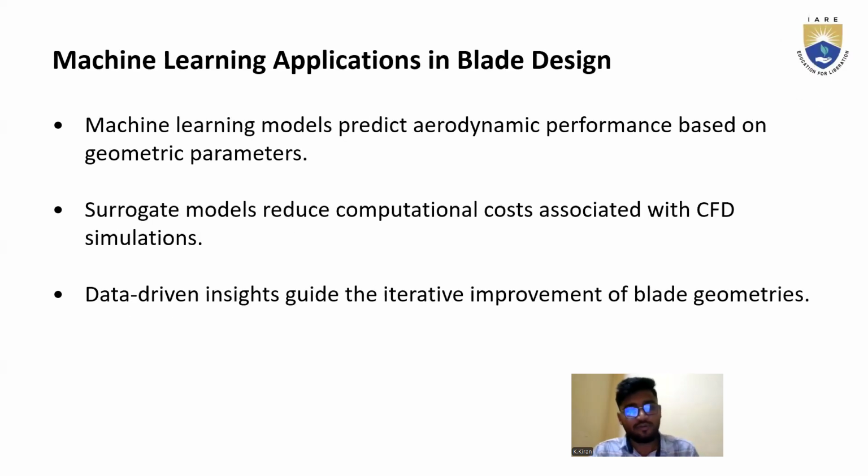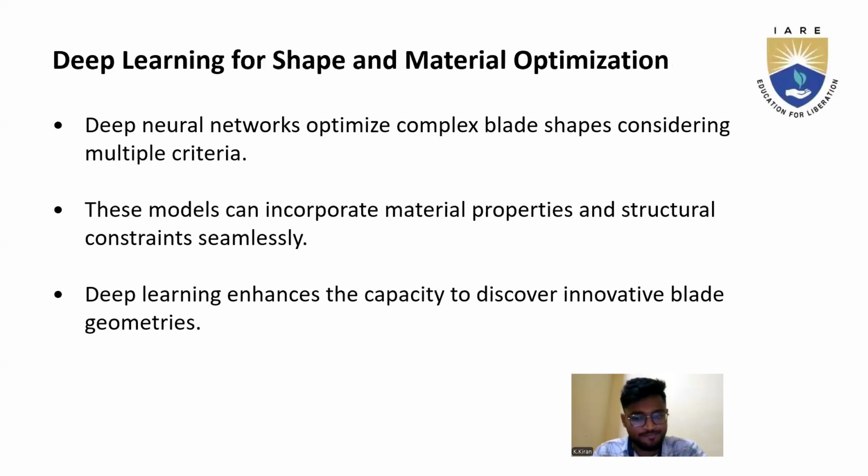At the same time, genetic algorithms and neural networks facilitate multi-objective optimization. Next, machine learning applications in blade design. Machine learning mainly reduces the computational cost, and it can also predict the aerodynamic performance based on the geometric parameters.